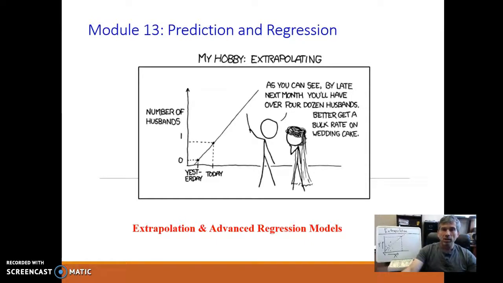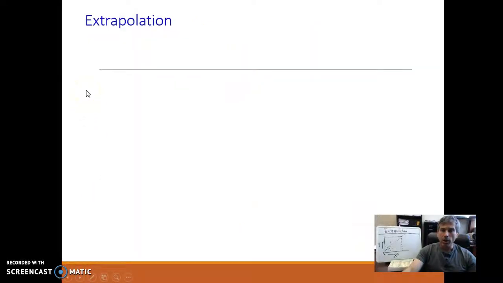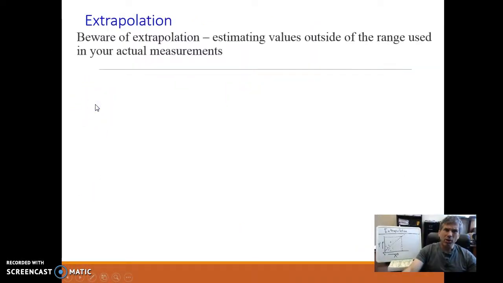So let's talk a little bit about this idea of extrapolation. I have a little chart of it on the board. Extrapolation is a really common mistake that gets made with prediction. Prediction in general is flawed. There's always error in your predictions unless you have a perfect correlation, which never really happens. Your estimates are always going to be at least a little bit inaccurate on average. But extrapolation explodes those problems by estimating values outside of the range used for the actual measurements.